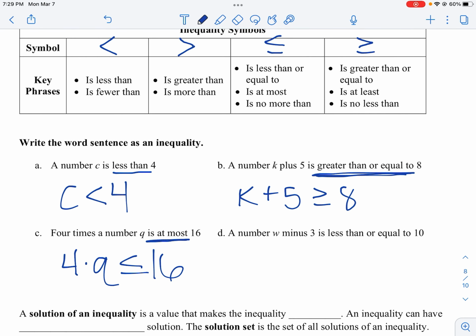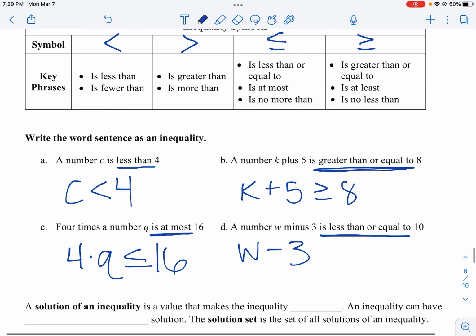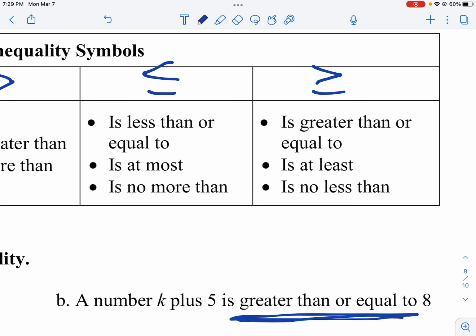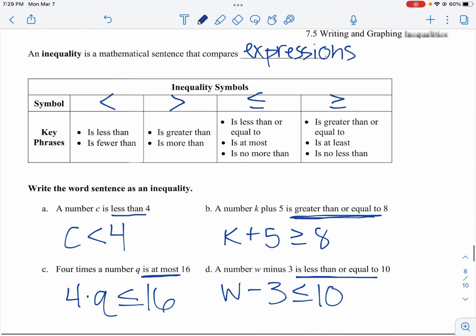On D, we have a number W minus 3 is less than or equal to 10. So that's W minus 3 is less than or equal to. Go up and find that symbol. It's the third one. So W minus 3 is less than or equal to 10. I want to point out that these have the line underneath because it means equal to. This first one is less than or equal to, and the next one is greater than or equal to. The ones with equal to always have that line underneath.